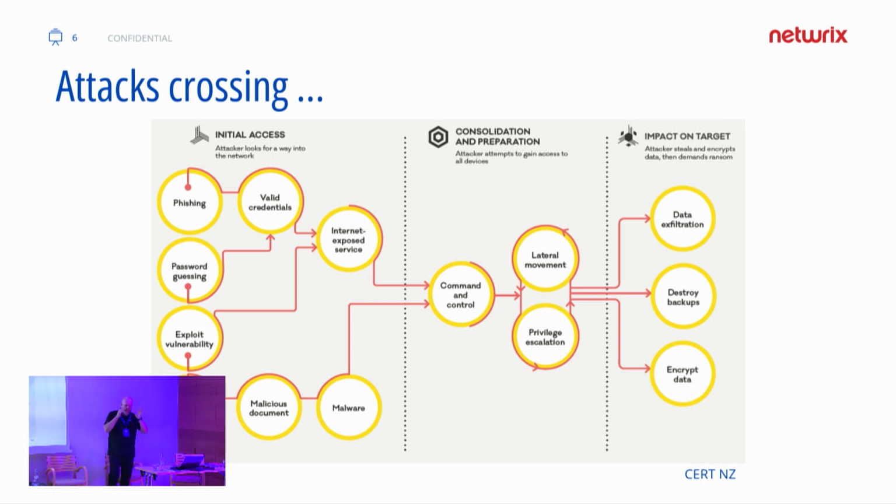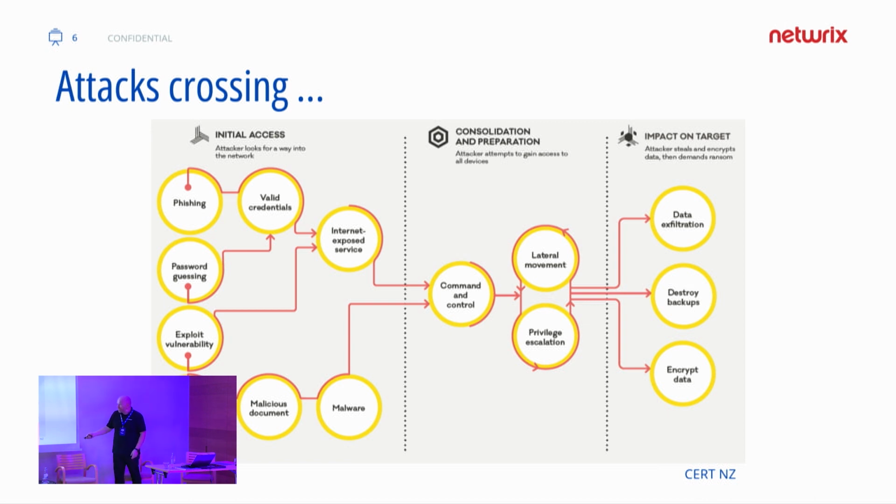And you remember that I was starting the presentation saying, let's look at the life cycles and how they are crossed from an attacker's point of view. One of the best visualizations of an attack path, or the phases and stages and the initial elements and what is done during these phases, is from the CERT in New Zealand. You can find it on their website, and they are very elaborate about it. Initial access, consolidation, preparation, impact on target. You have heard the terms.